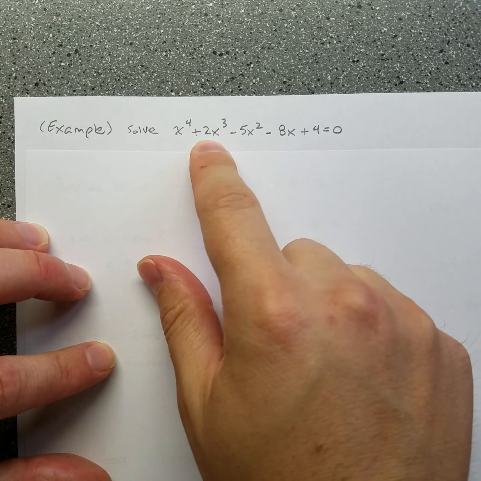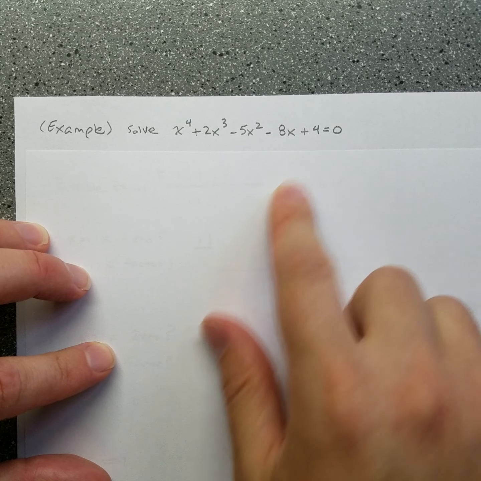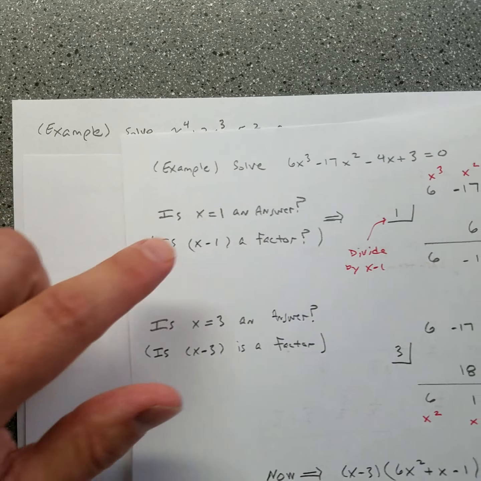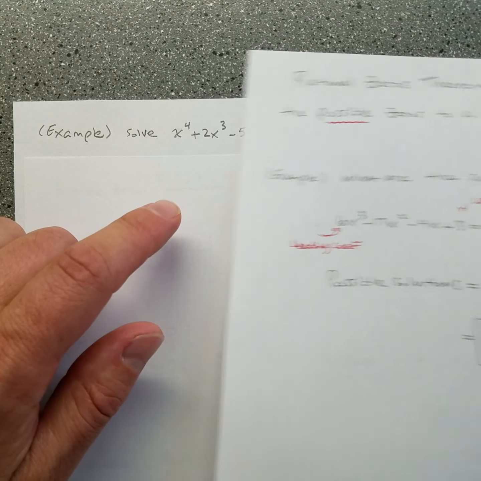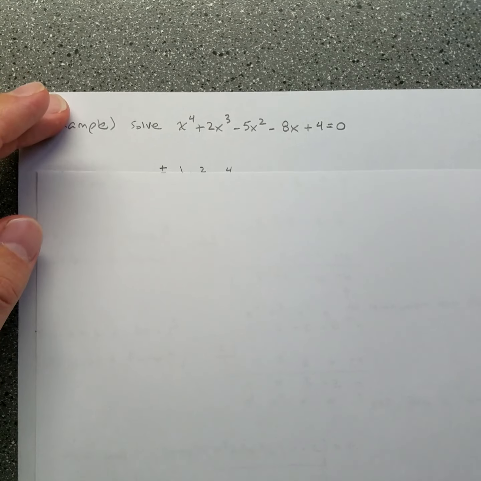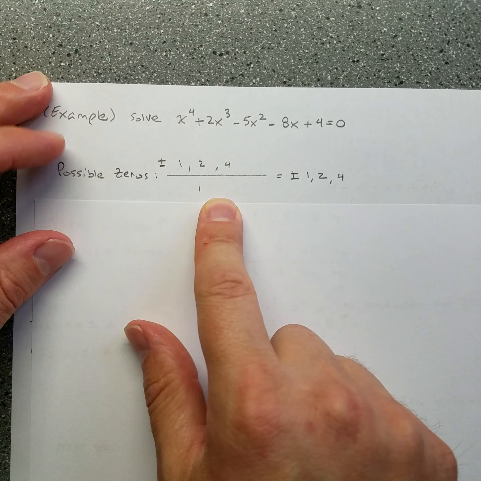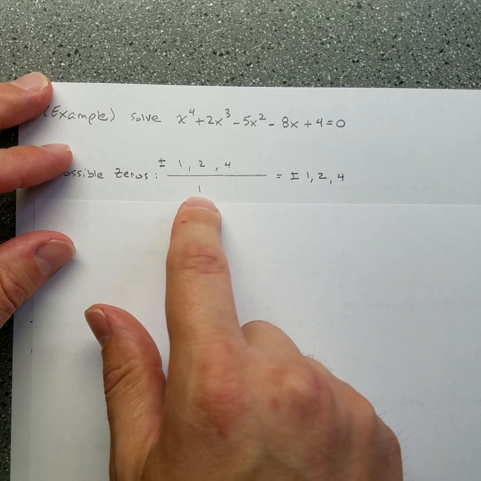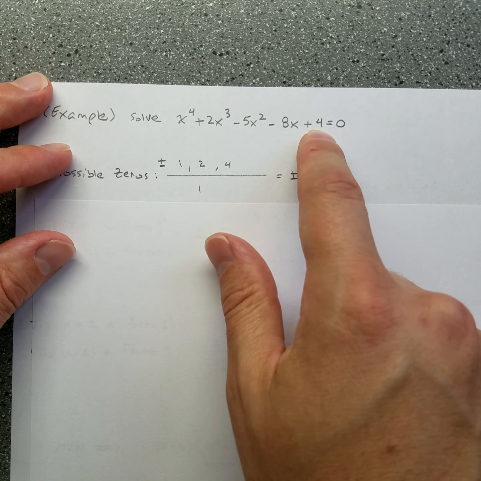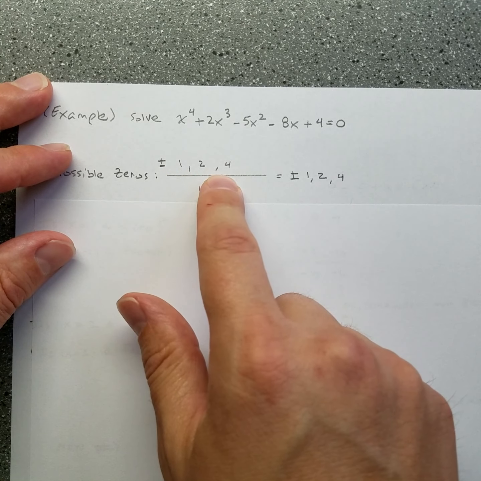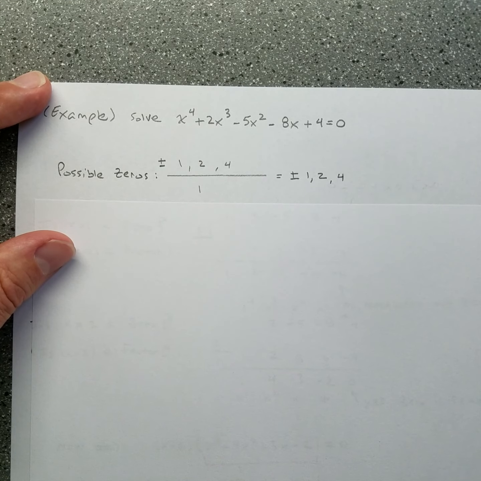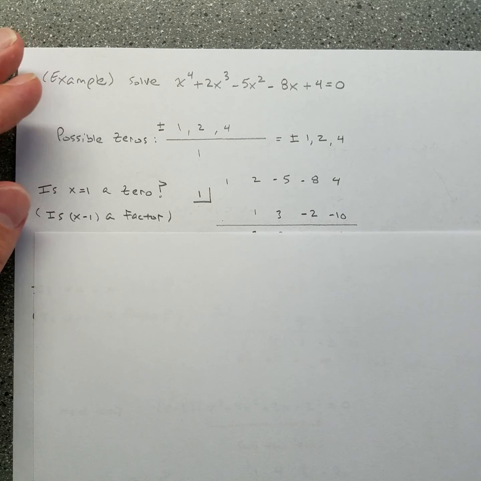To solve x to the fourth plus 2x to the third minus 5x squared, and so on. This big equation. Now, I would do that the same way I did this other one. I've got to get a list of possible answers and start trying stuff on the list. So there's the possible answers. What's the leading coefficient? 1. What divides 1? 1's the only number. What's the last term? 4. What divides 4? 1, 2, and 4. Combine all that, you get possible answers plus or minus 1, 2, or 4. Okay? All right, now then we'll go through the trial and error process.